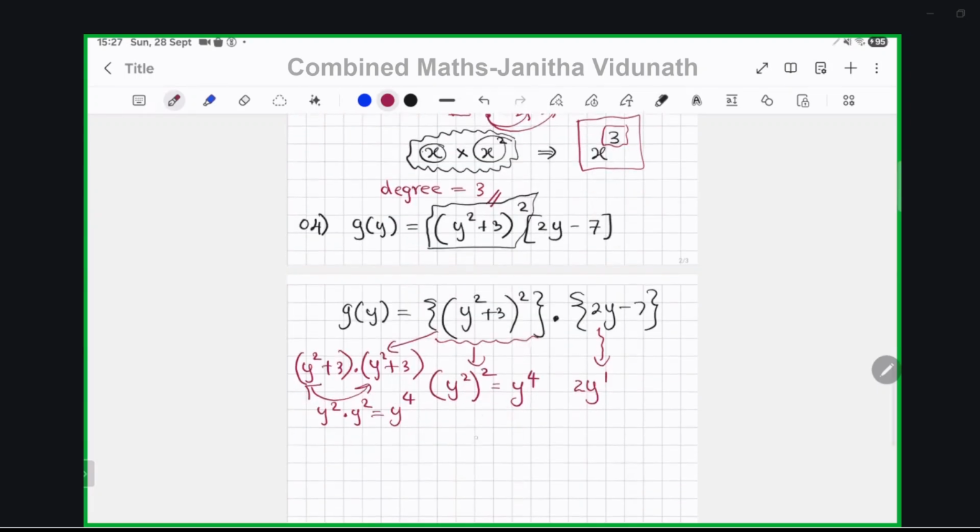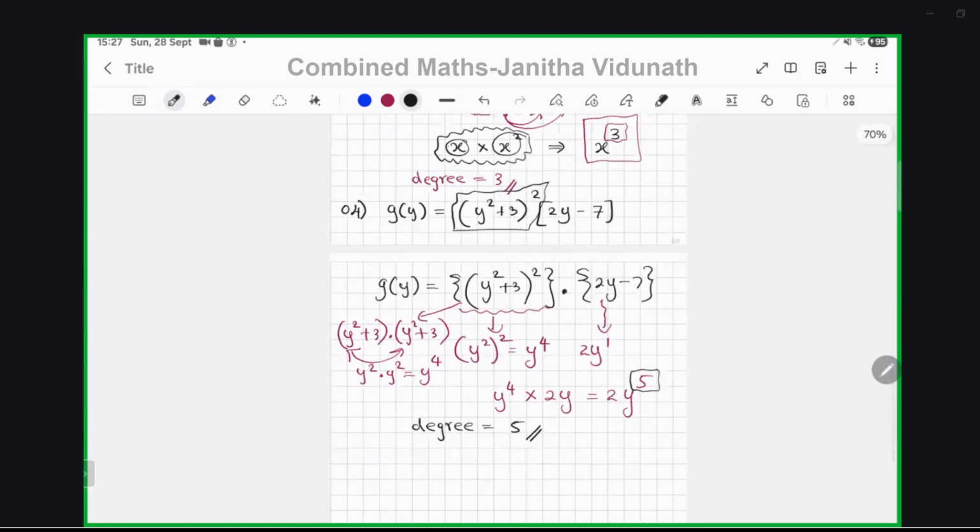Then we can think the highest power term is y to the power 4 multiplied with 2y. That means 2 times y to the power 5. This is the highest power term. Then degree should be equal to 5. Since they are not asking for the whole simplification, we just need to identify the highest power term.